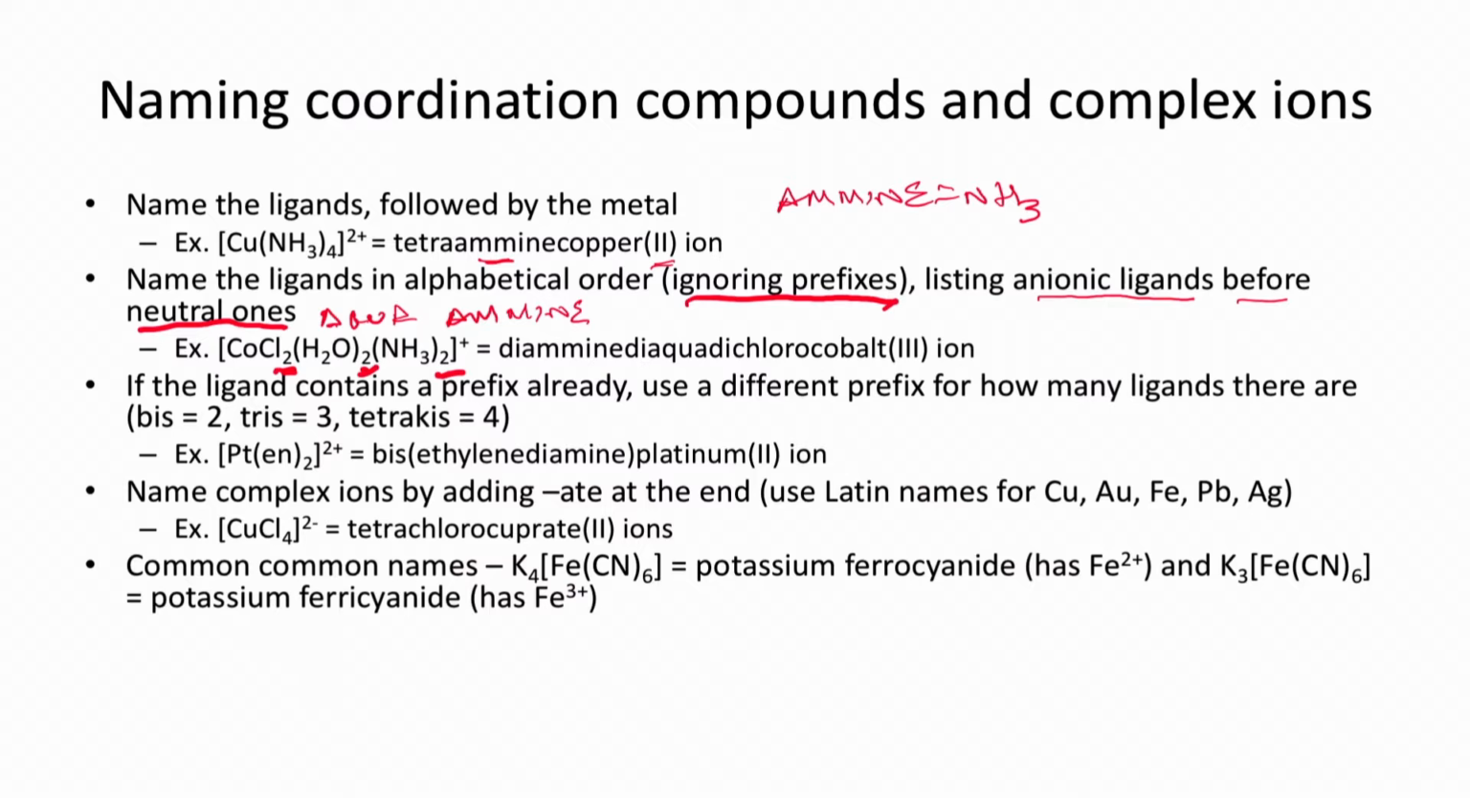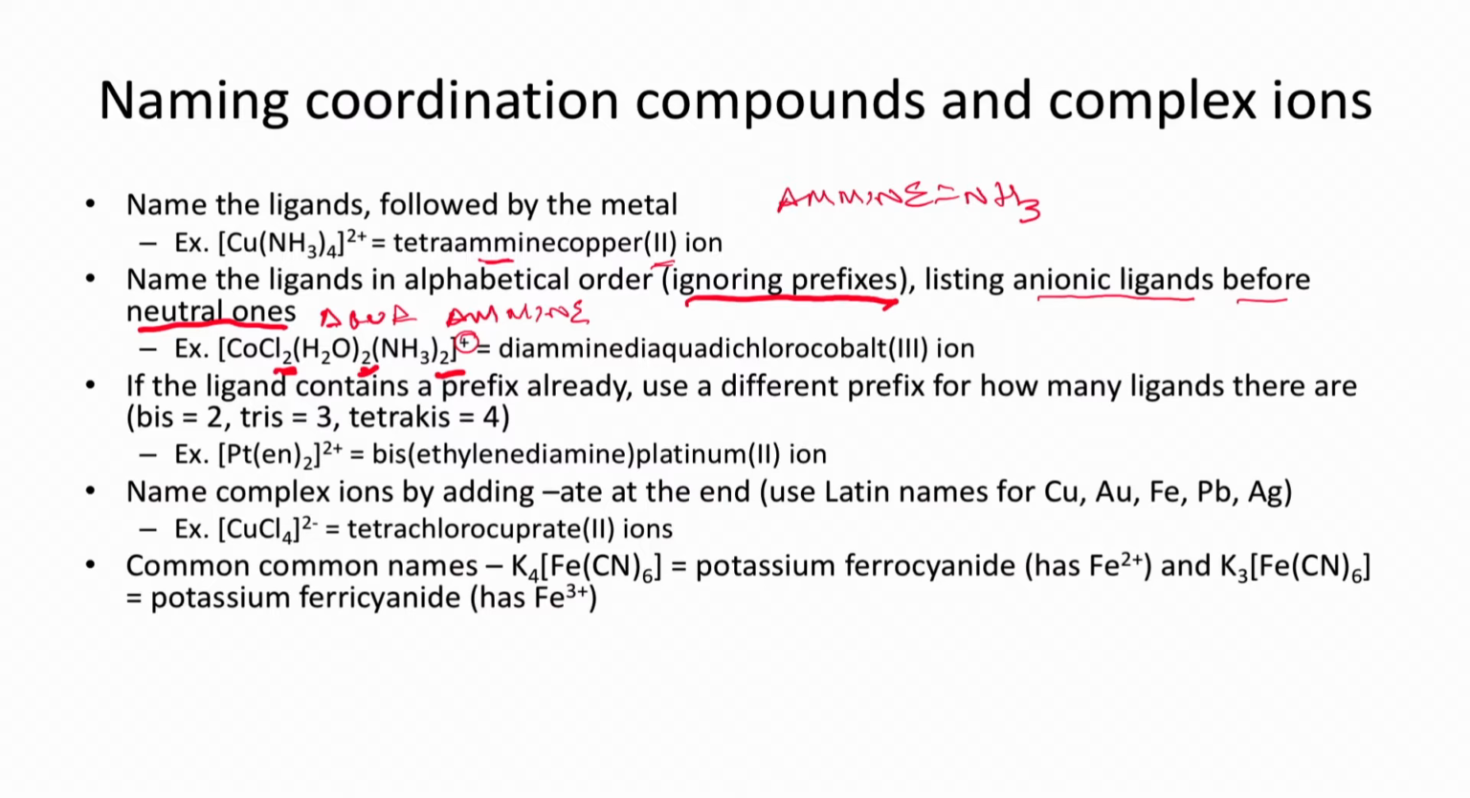Okay, how do I know that it's cobalt 3? Because the whole thing has a charge of +1, and each of the Cl's is -1. So if I have 2 Cl's, that gives me -2 overall. So if the cobalt were +3 and I added -2, I would get +1.